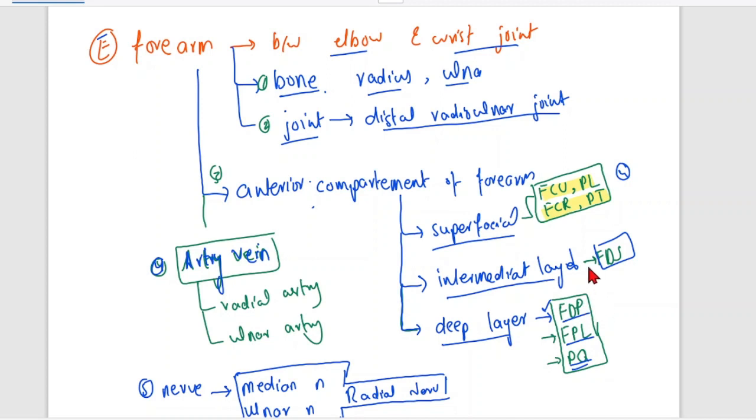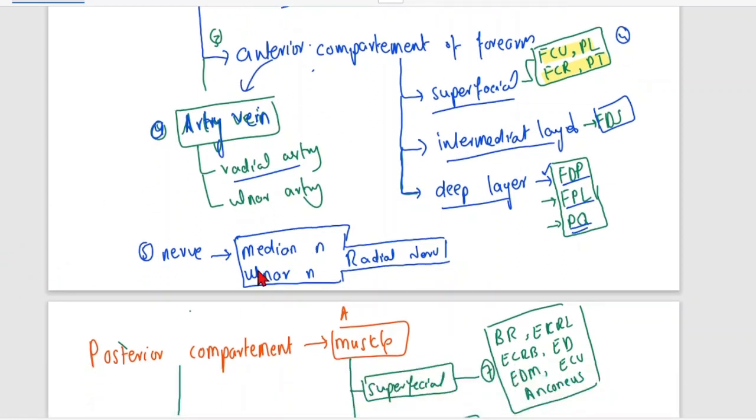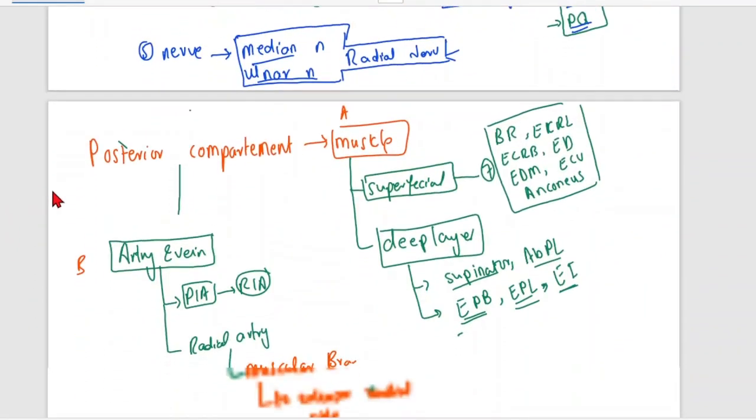Okay, that is the anterior compartment. Now the arteries on the anterior side are the radial artery and ulnar artery. The nerves present on the anterior side are the median nerve and ulnar nerve. The radial nerve is also present anteriorly, but it divides into two, superficial and deep, and then the deep branch moves toward the posterior side.